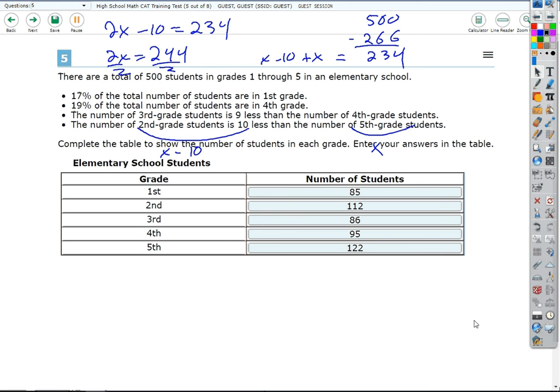Okay, so what if I didn't come up with that fancy algebra way to do this? I could also say if there's 234 to go, I don't have to get it right on the nose. I just got to get close, right? So we could say, what's half of 234? What is that? 117. So 117 is going to be the average amount between the second and fifth grade. If they're going to be 10 apart from that, what would I do to the 117? I'm going to add 5 and subtract 5, right?